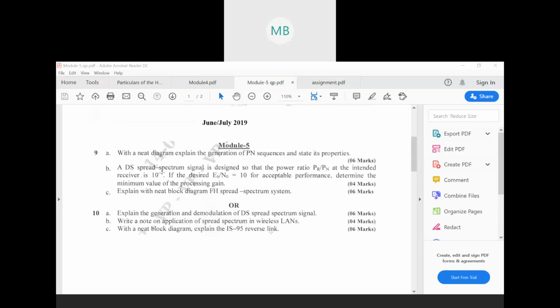Next, with a neat block diagram, explain the IS95 reverse link. Please read the question carefully here. Only reverse link is asked here. No need of writing the forward link block diagram and explanation. Draw the reverse link block diagram and explain the operation.